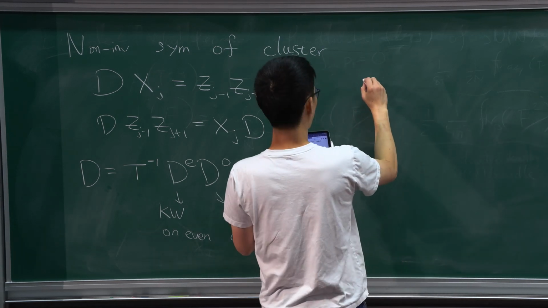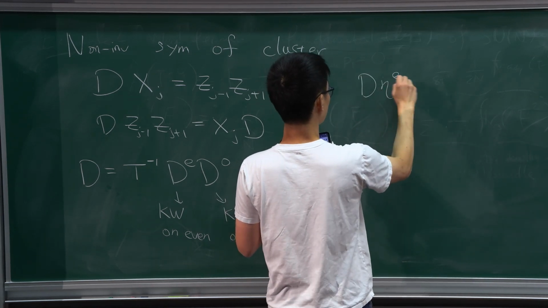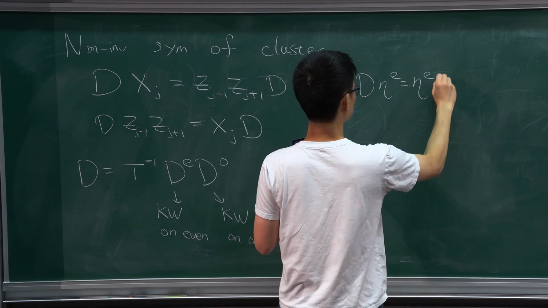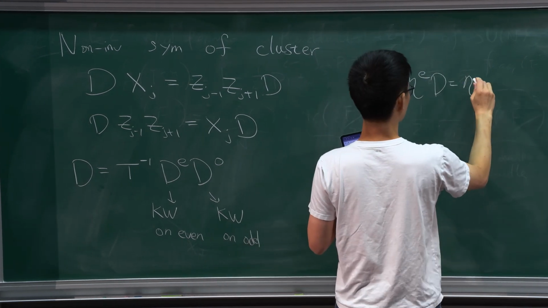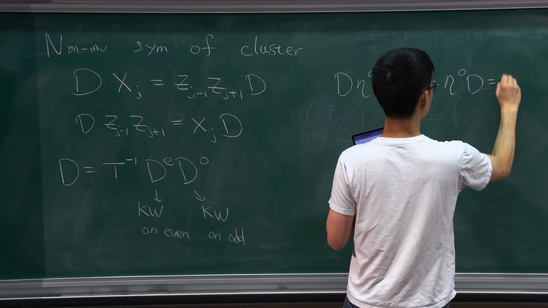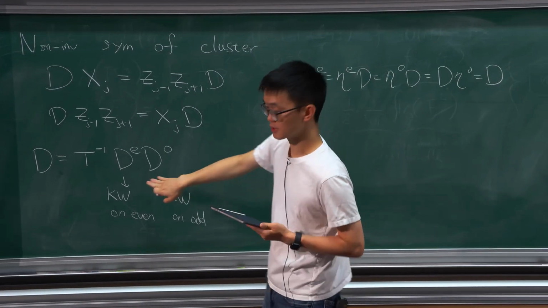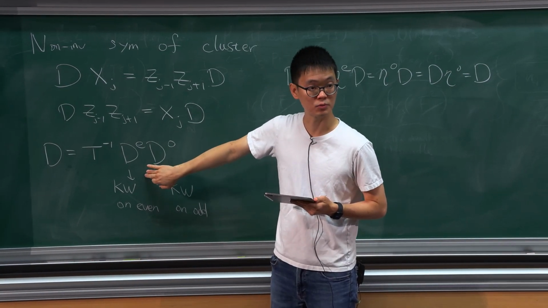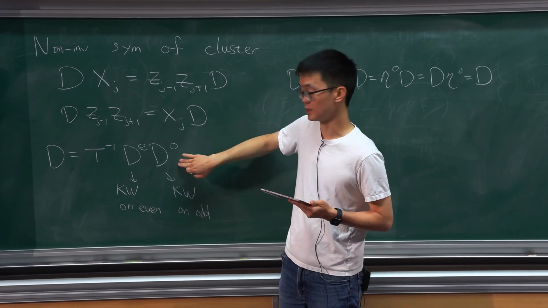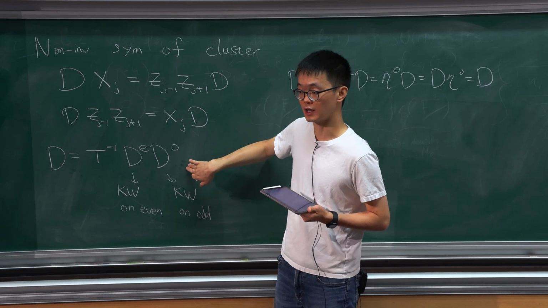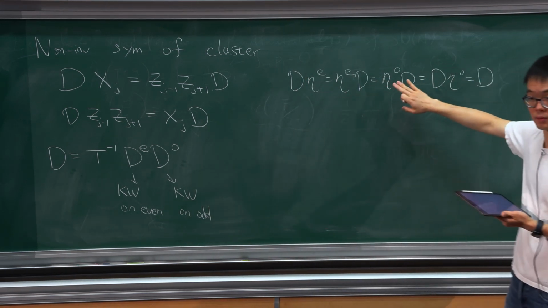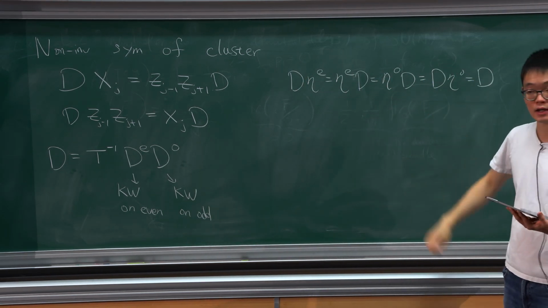So first of all, D times eta even equals eta even times D equals eta odd times D equals D times eta odd equals D. This is easy to see because each factor, D even contains a projection of eta even, D odd contains a projection of eta odd, so they will absorb both eta even and eta odd.